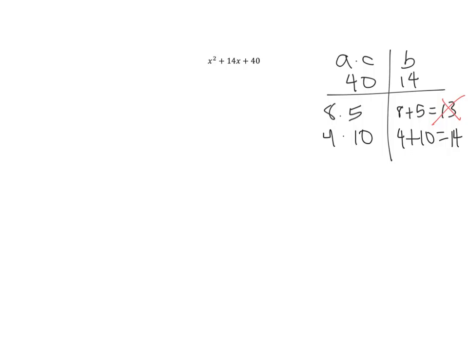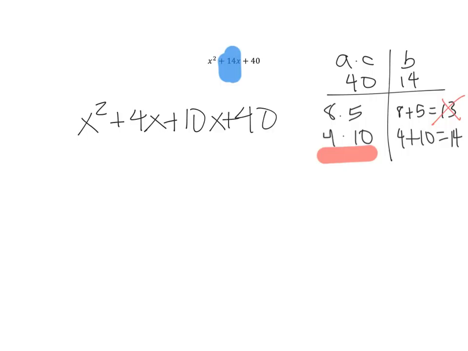So we will now take this middle number right here, this 14x. We're going to split it, and instead of 14, what we're going to do is use those two numbers, okay? It looks like this. x squared plus 4x plus 10x plus 40. If you normally had this right here, you would add those two and get back to there. But we're factoring. We're undoing this process.